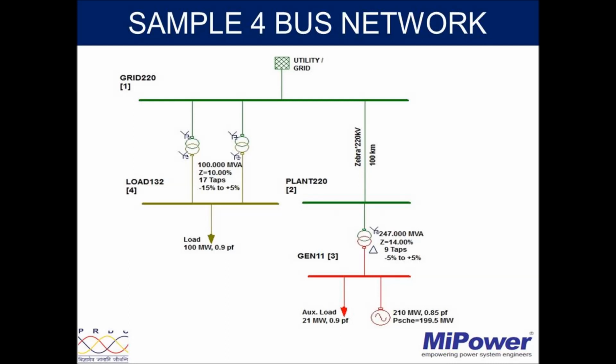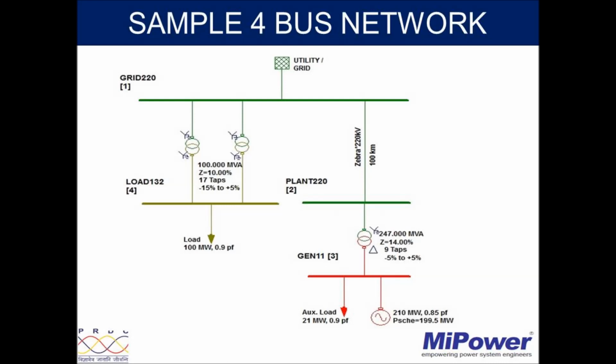The GT is 247 MVA capacity. It has impedance of 14% and its tap range is -5% to +5%, and it has totally 9 taps. The two parallel transformers of 100 MVA capacity are connected between 220 kV bus and the 132 kV bus. The impedance is 10% and the total tap is 17 taps.